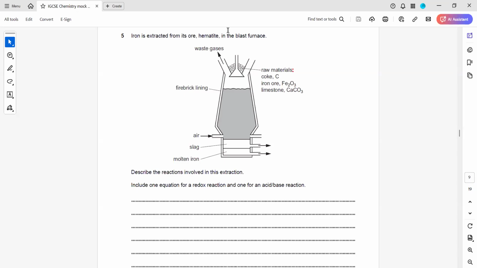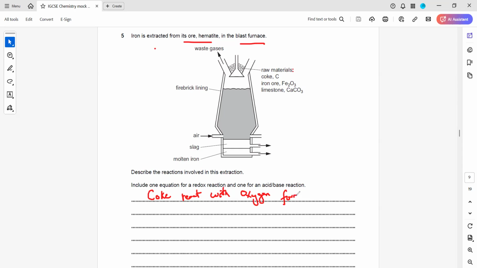Okay, extraction of iron from the ore hematite in the blast furnace, and describe the reaction involved. So first, what will happen? We have a coke. So we have a coke. What will happen? The coke will react with oxygen. When the coke reacts with oxygen, what will it form?